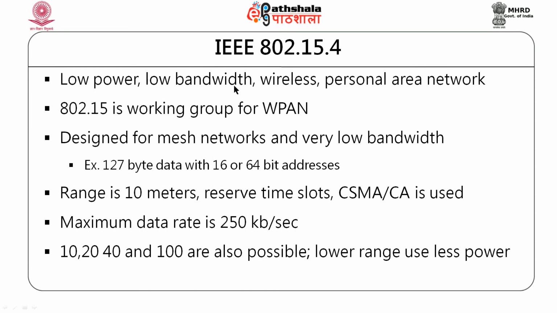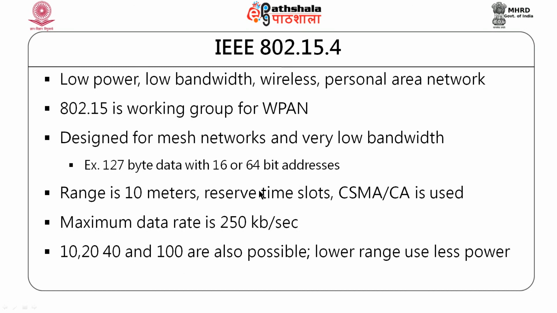Okay. 802.15 is the WPAN working group. So, 15.4 is the one that we are talking about. It is designed for mesh networks, we will soon see what a mesh is, and very low bandwidth. In this case, 15.4 uses only 127 byte data, and the addresses are only 16 to 64 bit. Range is 10 meters, as I said, with reserved time slots before, and it uses CSMA which we have already seen. Maximum data rate is 250 kbps actually, but this is hardly ever needed. People use 10, 20, 40 and 100.